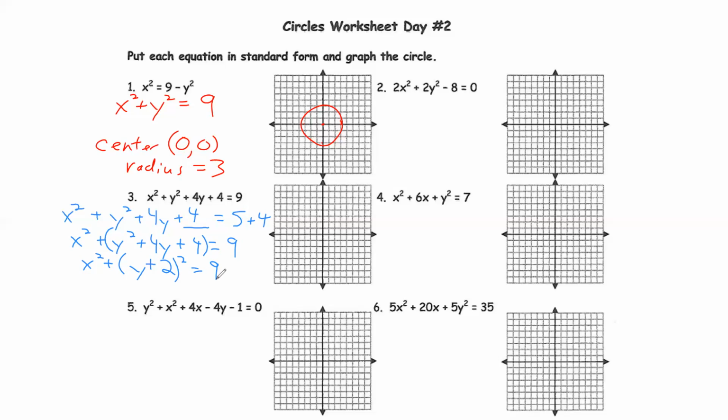Where's the center? The x value is at 0. The y value is at -2. So the center is 0, -2. Radius is 3, so we go 3 in each direction.